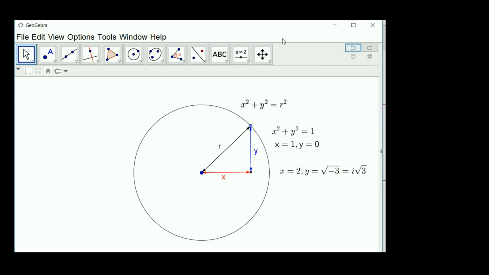So if x is 2 and y is the square root of -3, which is an imaginary number, well then that's going to also be a point of this circle. So another way we could write this value of y would be y equals i times the square root of 3, where i is the square root of -1. So this is a point upon our unit circle, since 2 squared plus the square root of minus 3 squared is going to be 4 minus 3, which is 1. So it satisfies the equation, but it's a complex point.